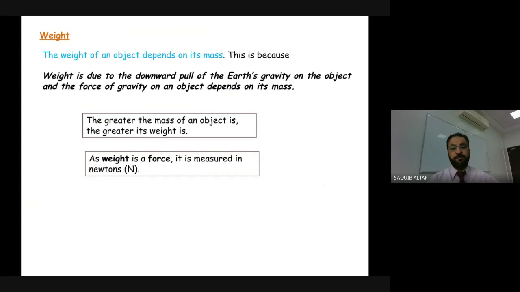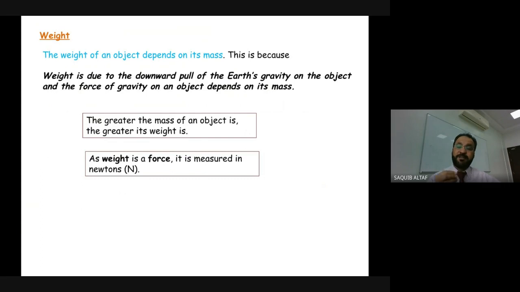So now this is important. What is weight? Weight is a force. It is the force with which the Earth attracts a body or pulls a body towards the center. This is basically weight. Someone can ask how we can calculate the weight, how we can measure the weight.